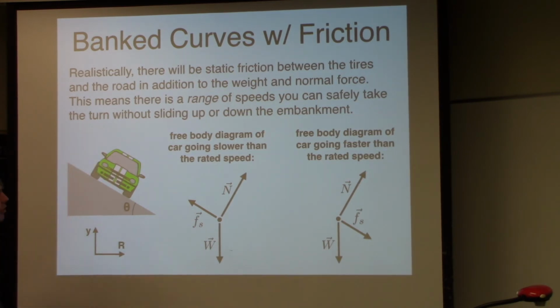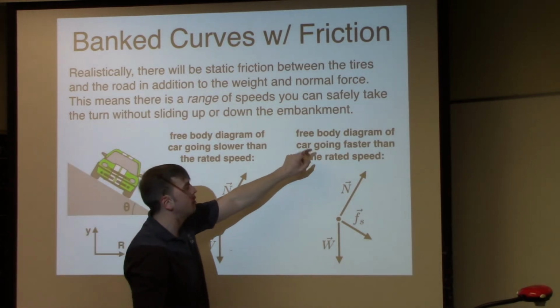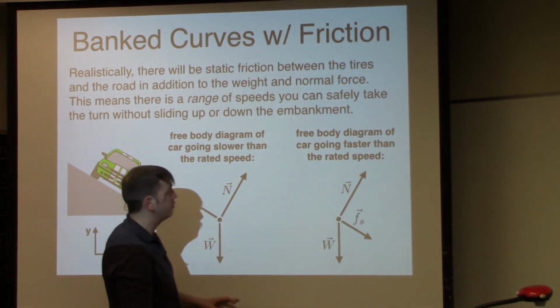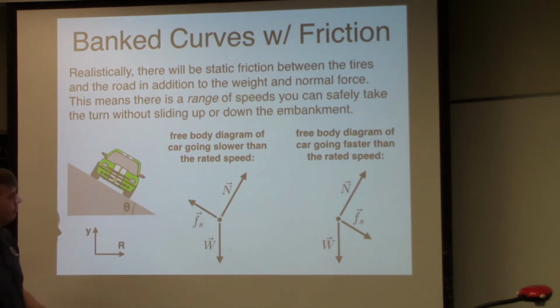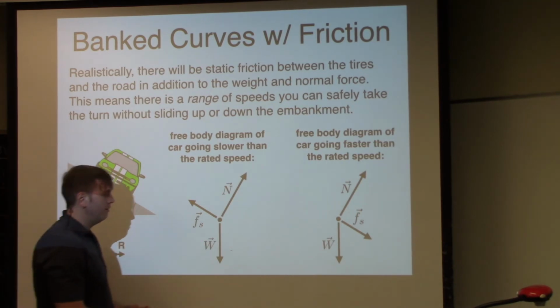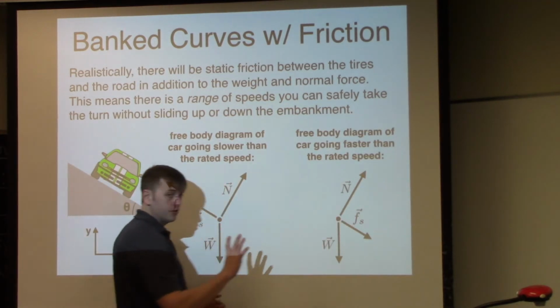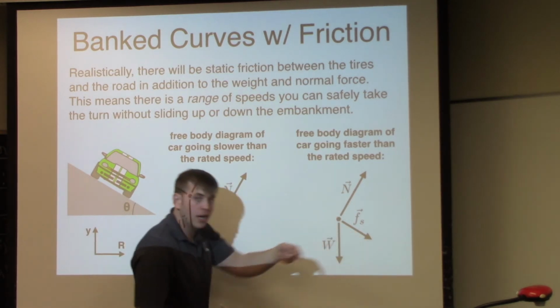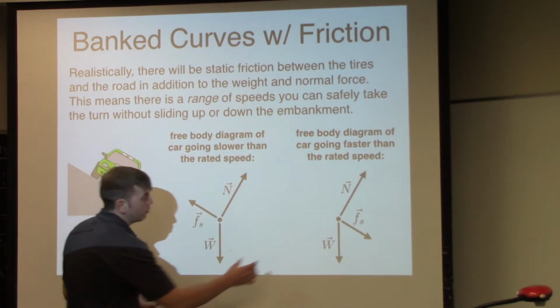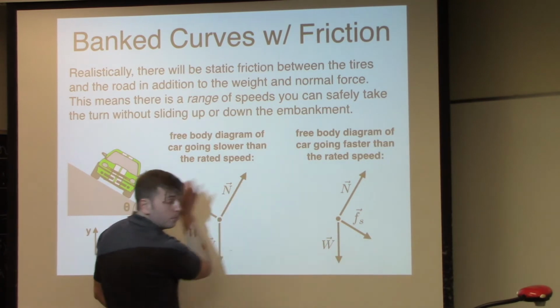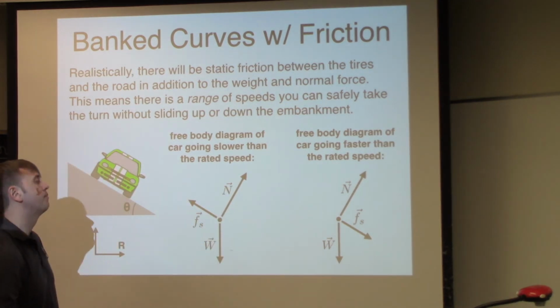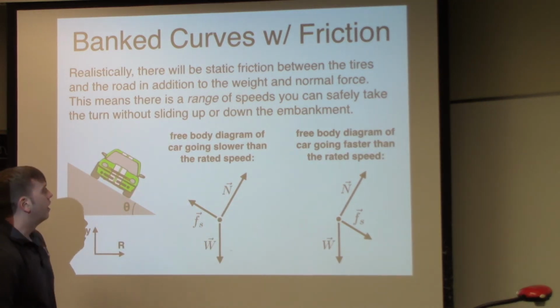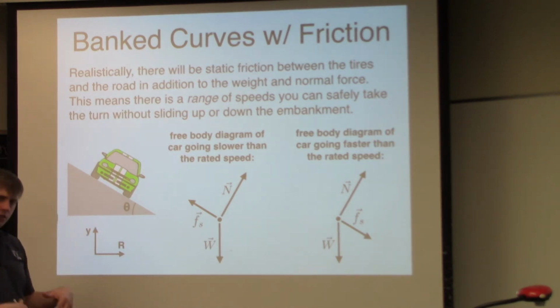Okay? So here, let's look at this free body diagram right here, which corresponds to your car going faster than the rated speed. Okay? So what do we have? We have the normal force and the weight, just like before, but now we have a static friction force pointing down the ramp or down the embankment that prevents your car from sliding up as it's going faster and faster. Okay? On the other hand, let's say you're taking the turn too slow. You're going slower than the rated speed.